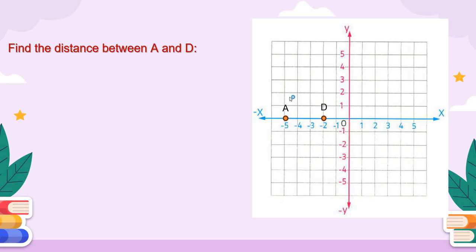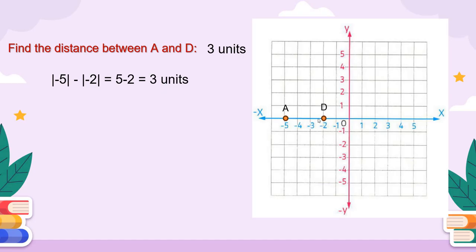Okay, now I have a different question. This time I want to find the distance between A and D, not O or the 0. So what shall we do here? We just can count 1, 2, 3, or what do you think? A here stays in -5 and D is in -2. How can we find the distance between them? They are in the same direction of the axis, right? So we can do what? If we find the absolute value of -5 and the absolute value of -2 and we subtract them, it will be what? It will be 3 units.